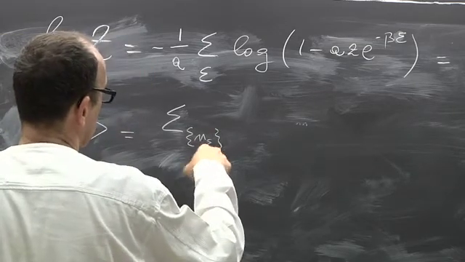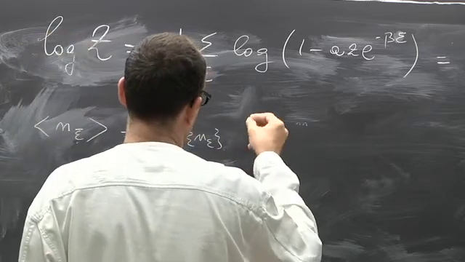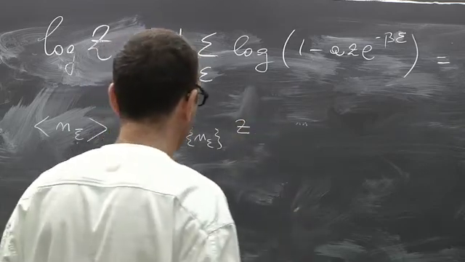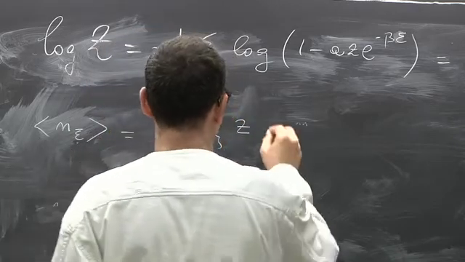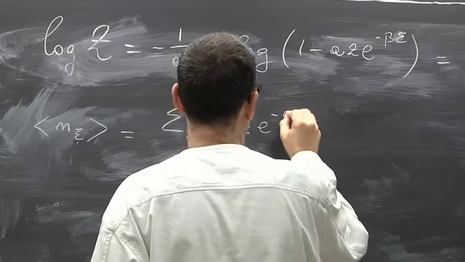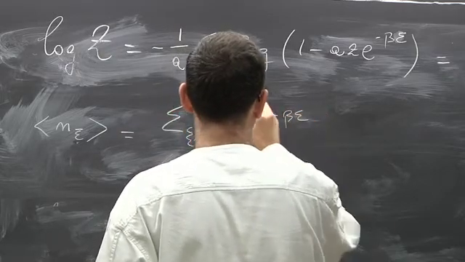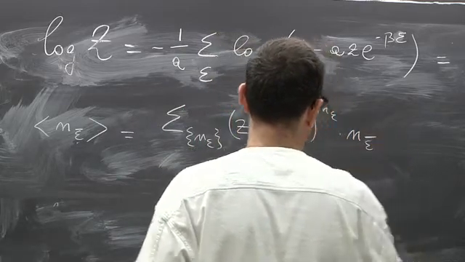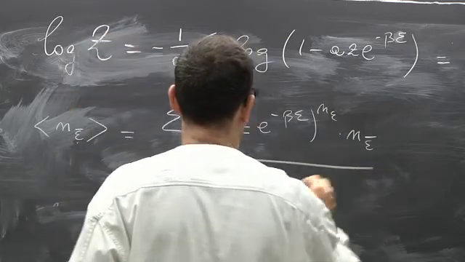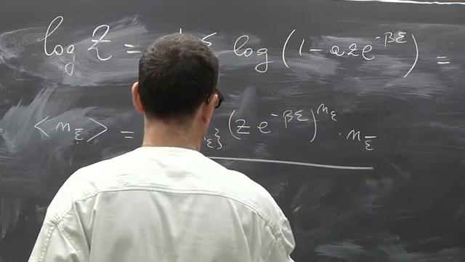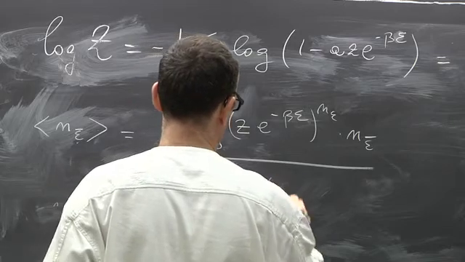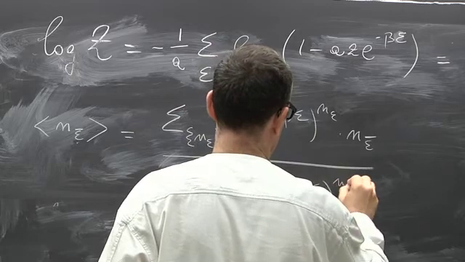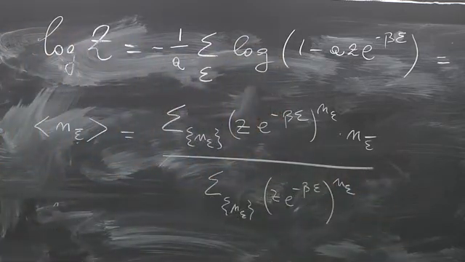You should sum over all the possible occupation numbers of the statistical weight, which is z e to the minus beta epsilon to the n epsilon times n epsilon bar, and then divide this by the sum over all the possible occupation numbers, z e to the minus beta epsilon to the n epsilon. Right? So this is what you have to do.